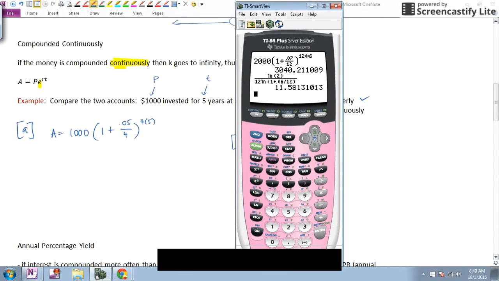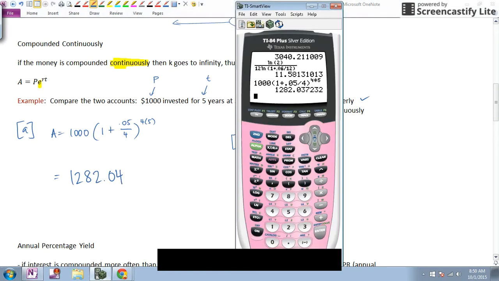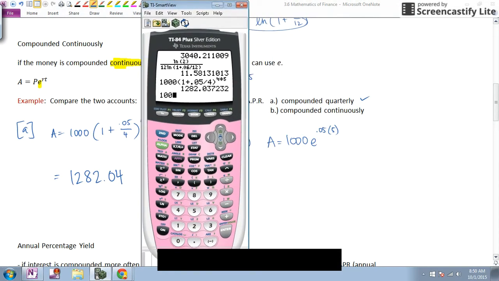So let's do the first one. 1,000, parenthesis 1 plus 0.05 over 4 to the 4 times 5 power. That is 1282.04. So that is 1282.04 from B of A. And Wells Fargo says, hey, look, put it in our account. You would get 1,000 Euler's number to the 0.05 times 5 power. They say, we'll give you 1284.03.